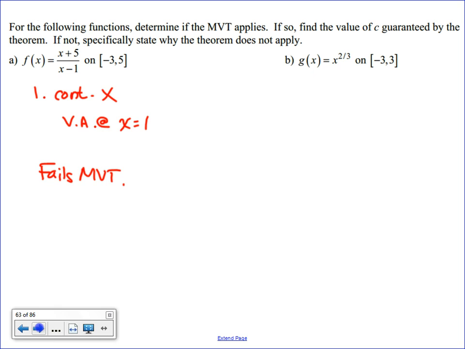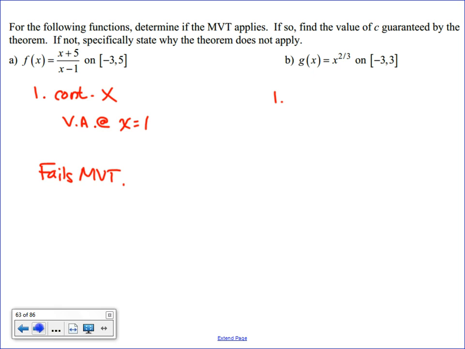Determine if the MVT applies. If so, find the value of c guaranteed by the theorem. If not, specifically state why it does not apply. Continuous, yes or no? Wait, hold on. How many of you guys are done with B? You should all be done.